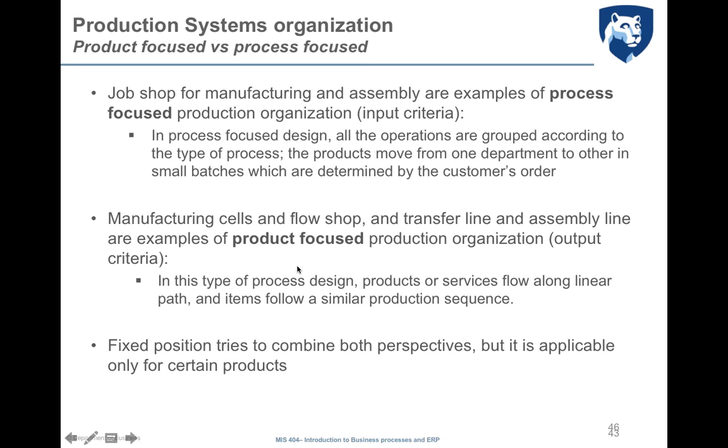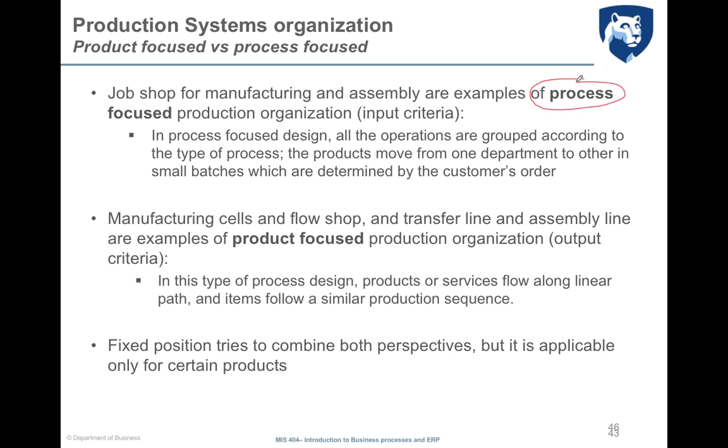To conclude this part, with this perspective, we can essentially conclude that when we talk about production systems, we can distinguish essentially two types of approach in organizing this kind of system. The first one is what we call the process-focused production organization. The process-focused production organization uses input criteria to group resources, as all the operations are grouped according to the type of process. The products move from one department to the other, so from one workstation to the other, in small batches, which are determined by the customer order. And manufacturing job shop and assembly job shop are examples of systems using this approach.